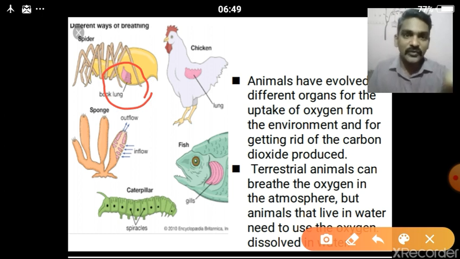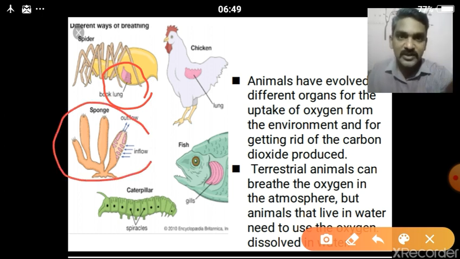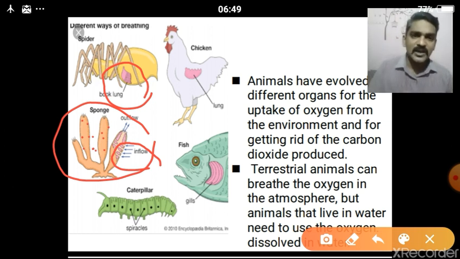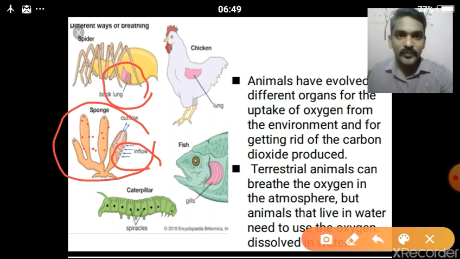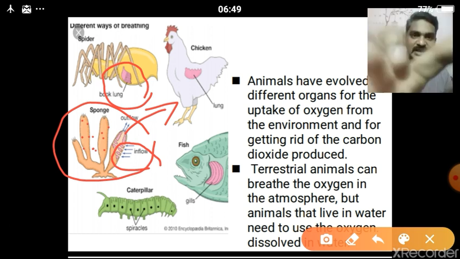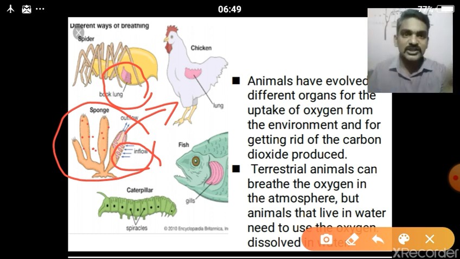In the case of sponges, you will be having small pores throughout their body. You can see inflow mentioned here. Through these pores, the oxygen will be taken inside, and you can see outflow. Here will be an opening, so this outflow will be happening here. So inhalation and exhalation will be taking place this way in the sponges.